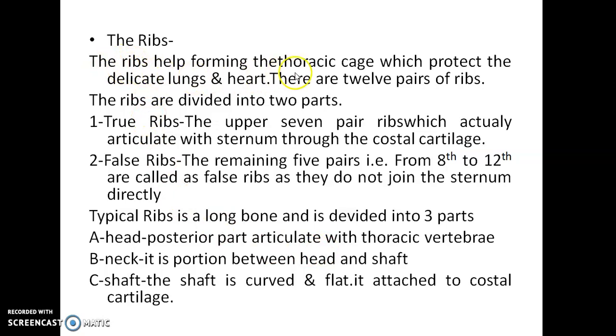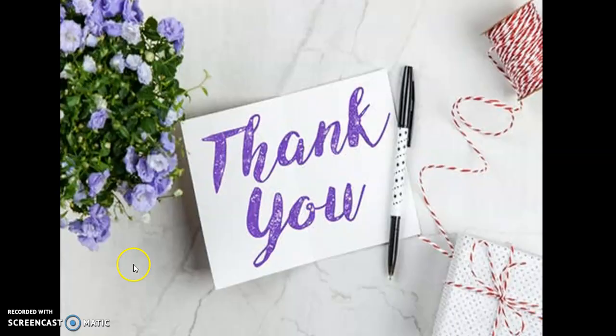The ribs here form the thoracic cage, which protects the delicate lungs and heart. There are 12 pairs of ribs. The ribs are divided into 2 parts: true ribs and false ribs. The upper 7 pairs of ribs articulate with the sternum through the costal cartilage and are called true ribs. The remaining 5 pairs, that is 8 to 12, are called the false ribs. They do not join the sternum directly. Typically, a rib is a long bone and is divided into 3 parts: head, neck and shaft.